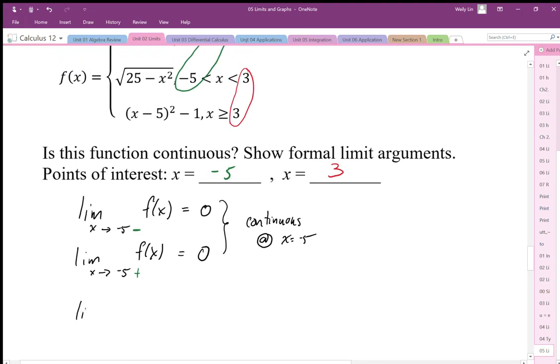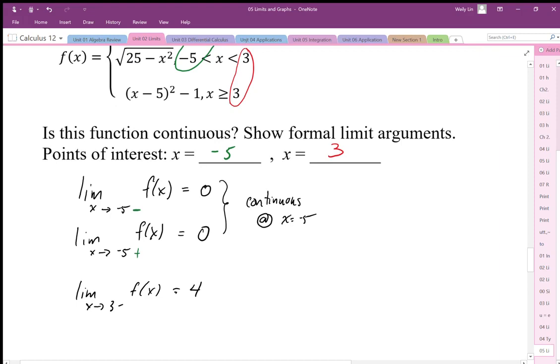Then we could test x equals 3. We test the limit as x goes to 3 from the negative side. From the negative side, we're going to plug in 3 there. So we end up with the square root of 25 minus 3 squared, which is 9. So we're calculating the square root of 16, or 4.